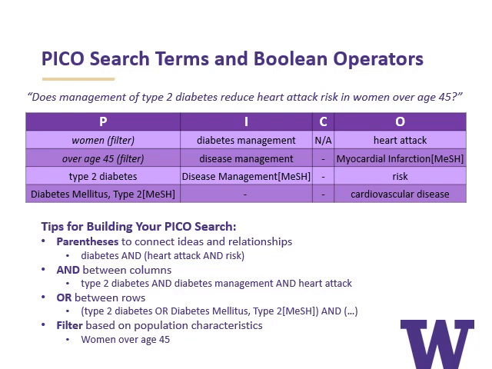Use parentheses to connect ideas and relationships. Use AND between columns to connect your PICO terms. Use OR between rows to connect related keywords. And filter based on population characteristics.